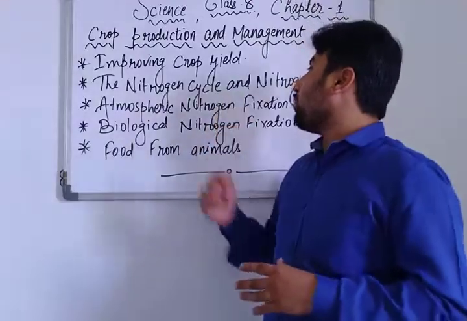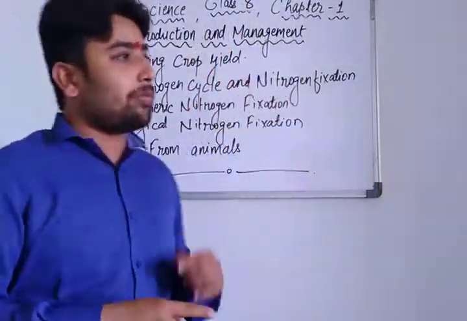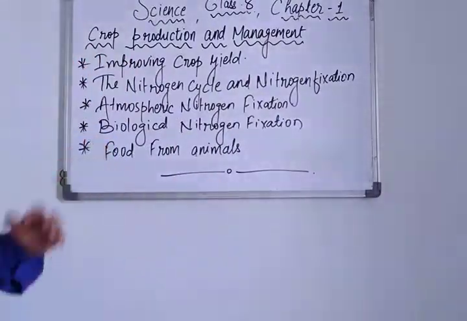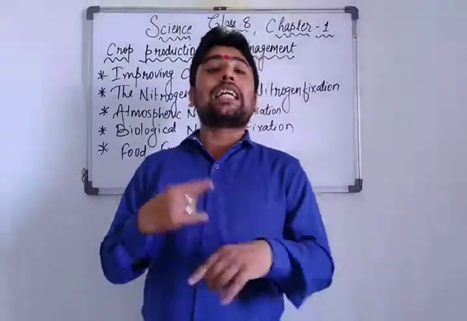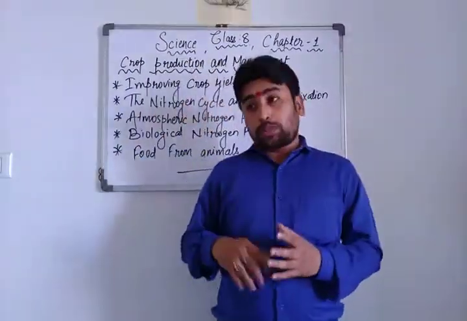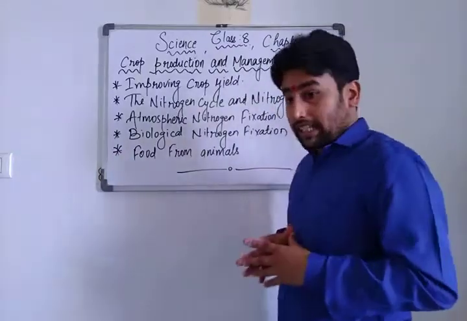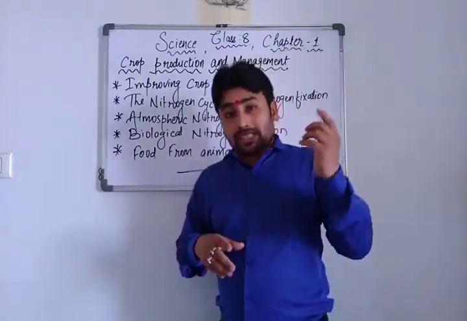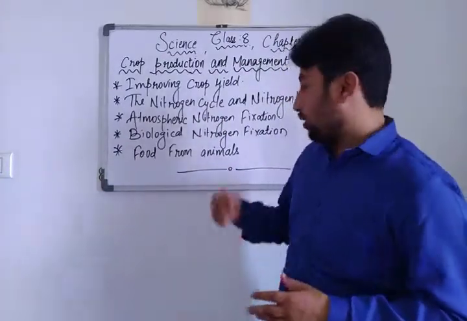This is the nitrogen cycle and nitrogen fixation. The nitrogen cycle means the nitrogen we get from the atmosphere goes to the plants, the animals, the soil and all the other living organisms. This is the cycle of nitrogen. Especially for the plants, we have to fix nitrogen in different forms that the plants can take, and whatever form plants require, if we fix the nitrogen in that form, that is called nitrogen fixation.